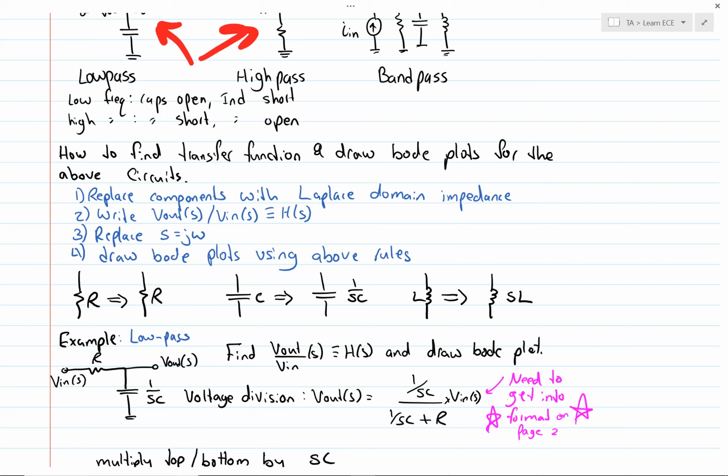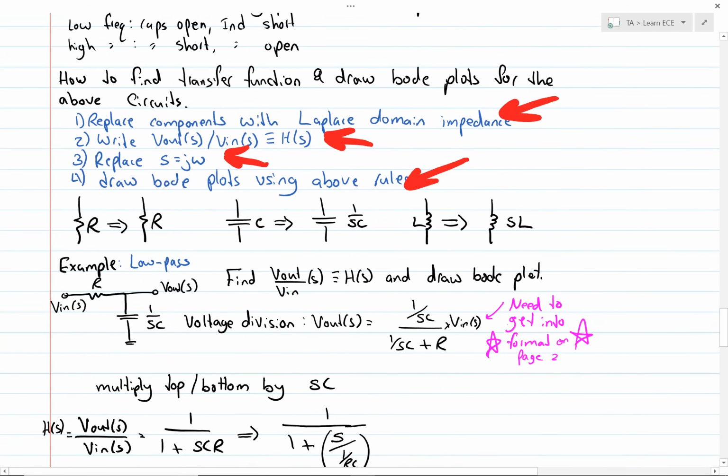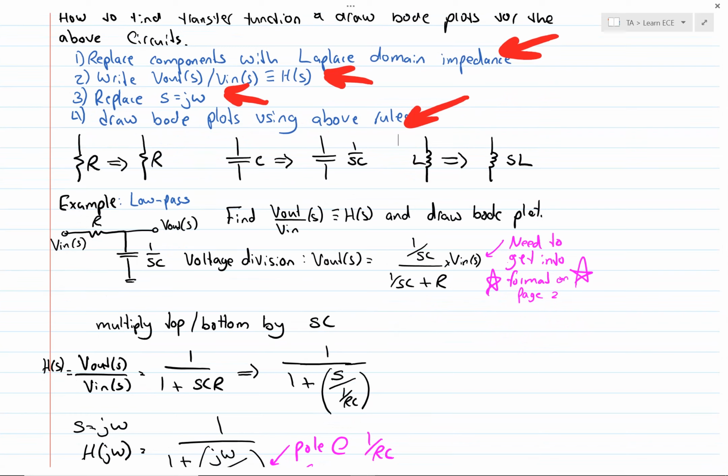So how do you find the transfer function and draw the Bode plot for the above circuits or other more complicated circuits with passives? The first thing is you replace all the components with their Laplace domain impedance. You write a transfer function, V out over V in, and you find H of S. Replace S with J omega, and then draw the Bode plot with the above rules. That's it. We're going to do two examples, low pass and high pass, go through them both completely, and hopefully it'll get you prepared for fancier circuits.